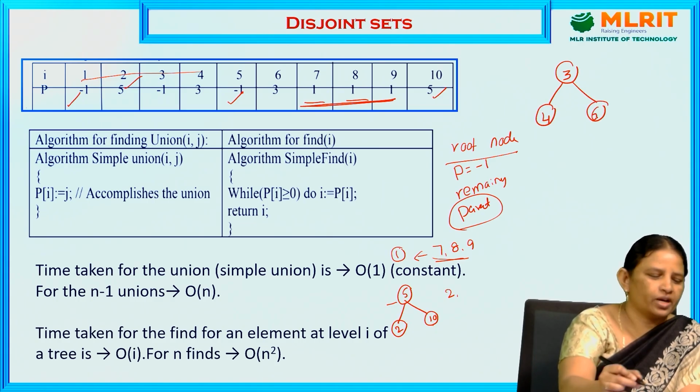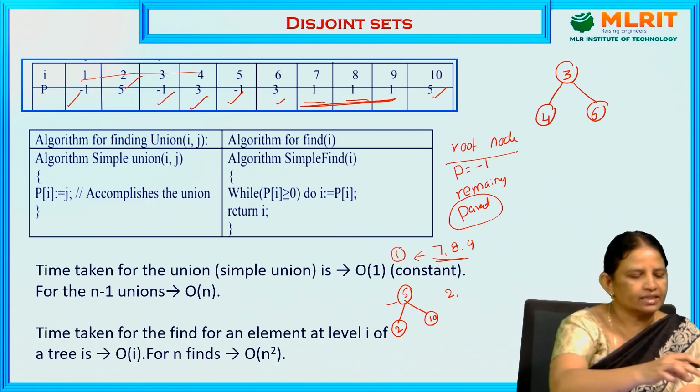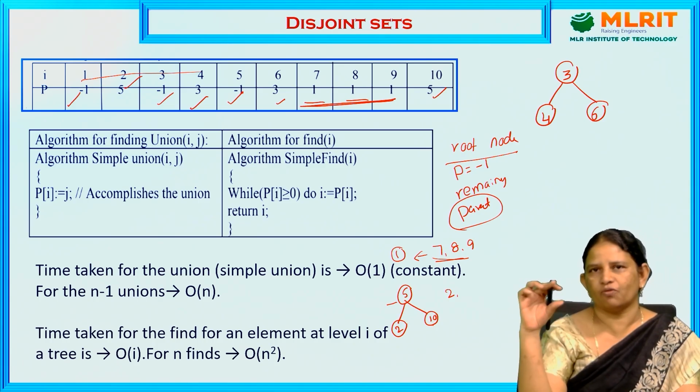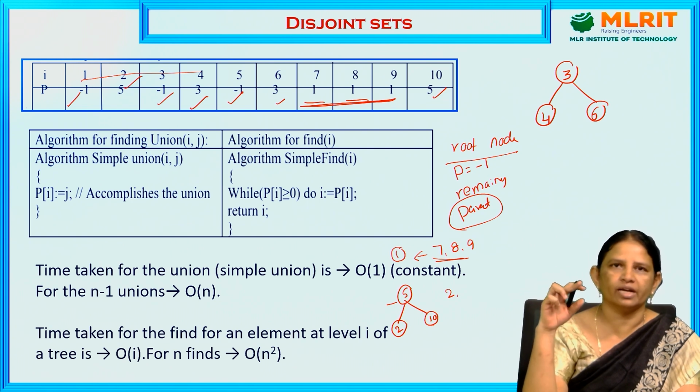4, 6 parent is 3. 3 parent is minus 1. So, like that we are going to store the corresponding nodes and the parent nodes in the form of array structure. Now, coming to the algorithm for union as well as find.